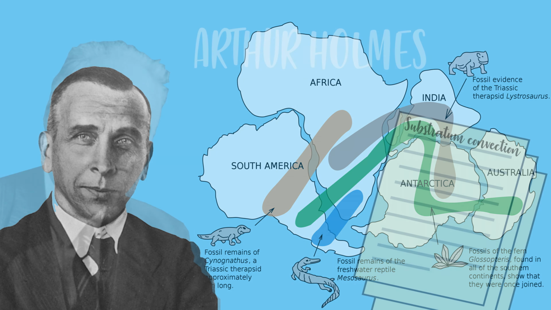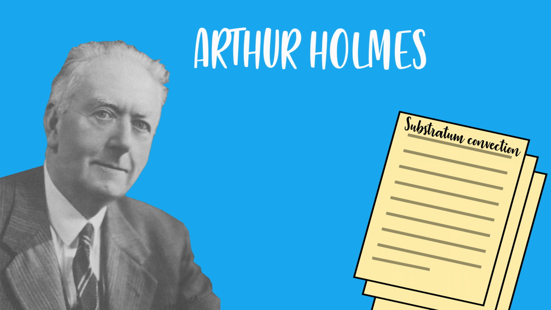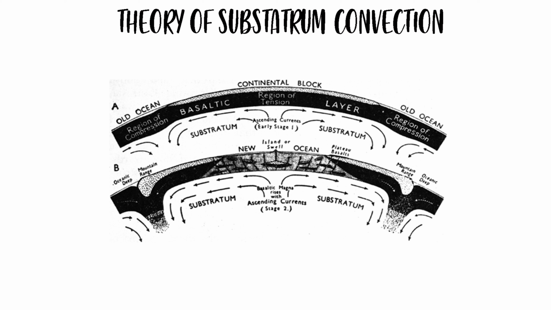In 1919, Arthur Holmes proposed one of the earliest models to explain plate movements, a theory that was later adapted into modern plate tectonics. His hypothesis suggested that large convection currents in the mantle drove the movements of the plates.